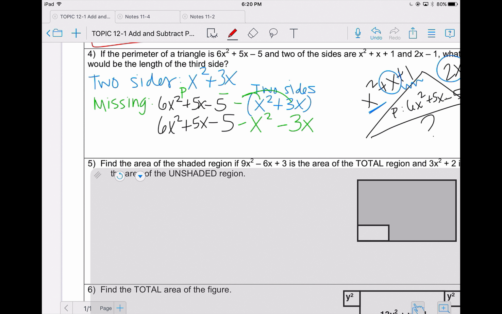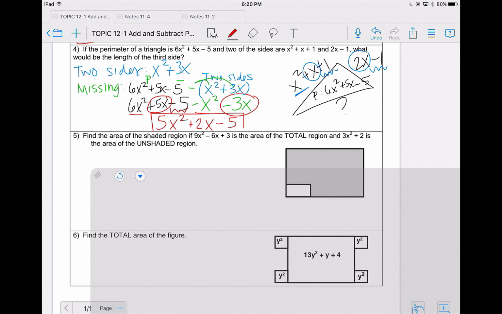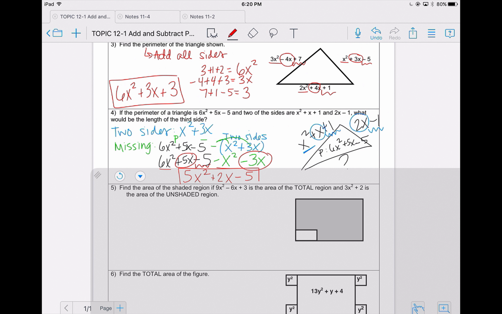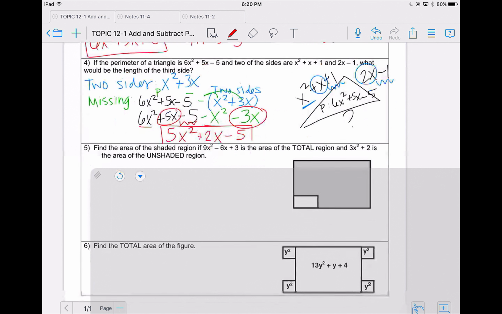So 6x squared minus 1x squared is 5x squared. 5x minus 3x is a positive 2x. And then I just have that minus 5, and there's my answer. So if you're asked to find the perimeter, you add up all the sides like we did on problem 3. If you're asked to find a missing side when given the perimeter, you need to take your perimeter and subtract everything you know to find out what you don't know.